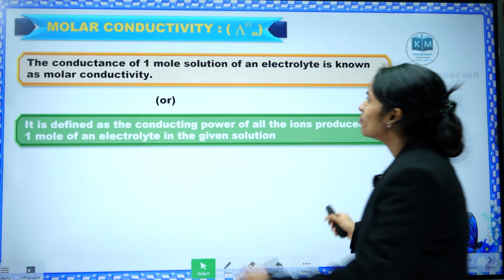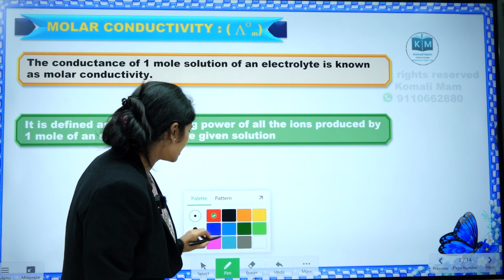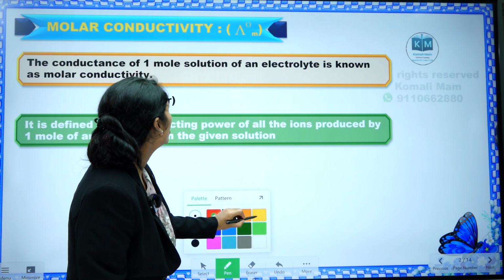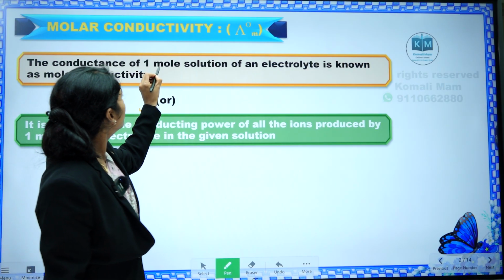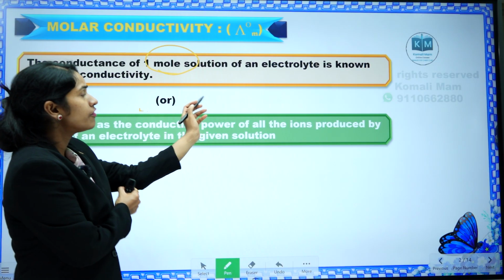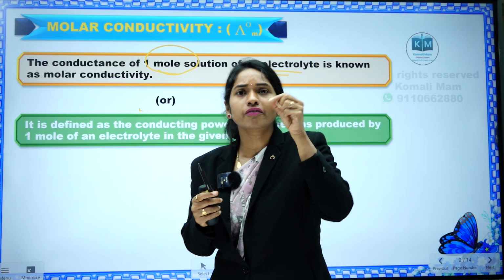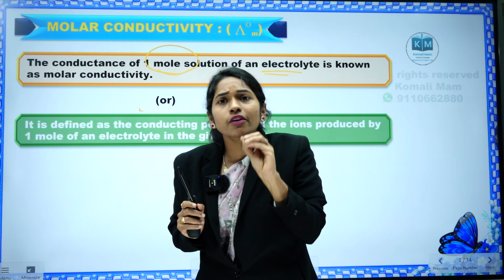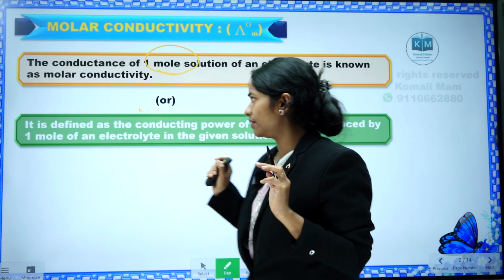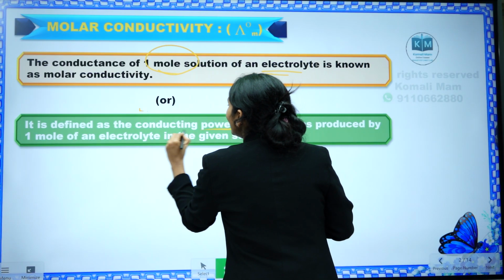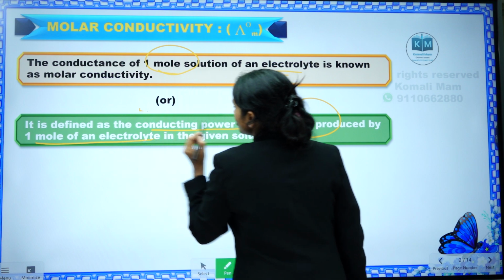What do you mean by molar conductivity? What is the meaning of molar conductivity? Let us see the simple definition. The conductance of 1 mole of an electrolyte. Suppose one solution is there, and in that solution 1 mole of electrolyte is present. What conductivity that 1 mole of electrolyte shows is called molar conductivity. It is defined as the conducting power of all the ions produced by 1 mole of an electrolyte.